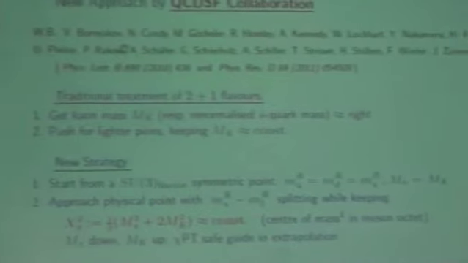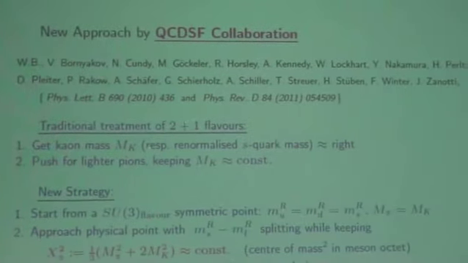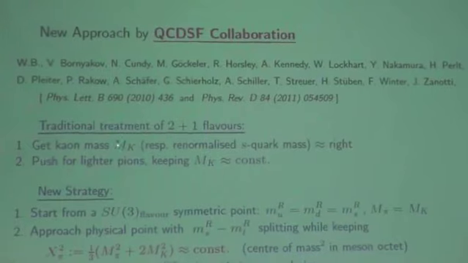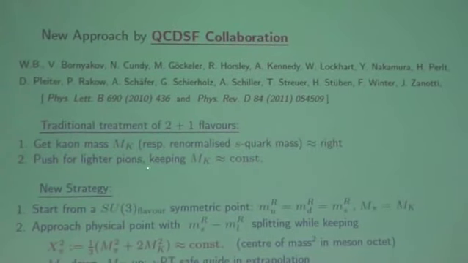To explain a little bit how our approach works, traditionally, what I showed before, is that people first try to get the kaon mass right, and then try to push for light pions as far as they got. And now the different strategy that we applied here is to start from an SU3 flavor symmetric point.